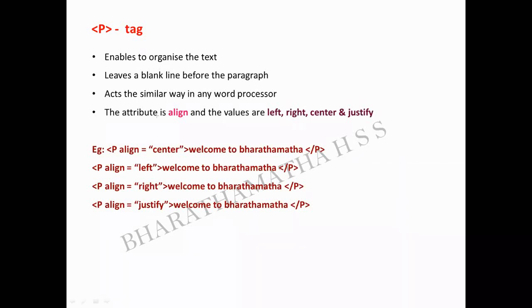So along with this you can add some attribute also. Align is the attribute, and the values could be either left, right, center, or justify. Like this, you can go on to add your paragraphs also. Paragraph means what? Minimum 2 or 3 lines will constitute a paragraph.